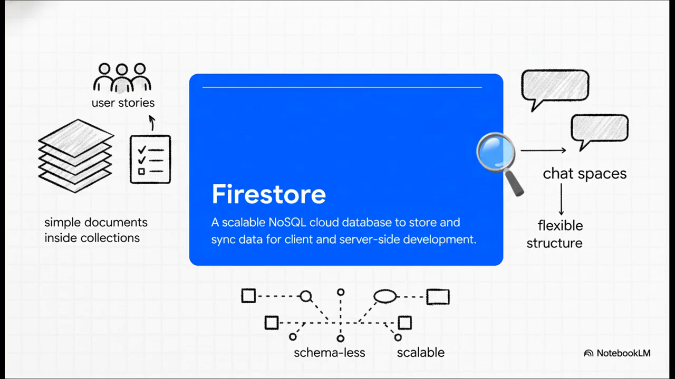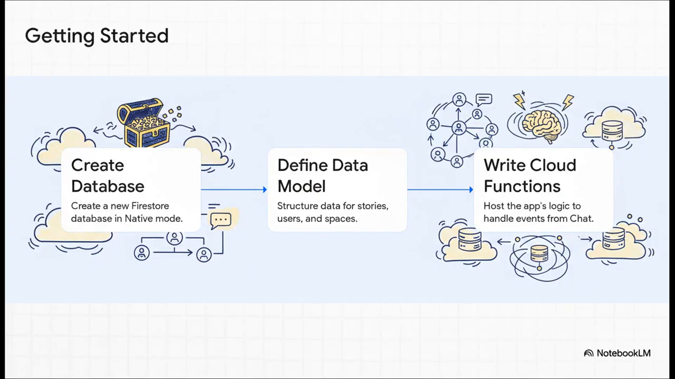See, it's a NoSQL database. That means instead of rigid tables and columns, your data is stored in these flexible documents. This is absolutely ideal for their project because user stories and chat data, well, they don't always fit into a neat little box. It gives them the freedom to change things later without having to redesign the whole database from scratch. And getting started is surprisingly simple.